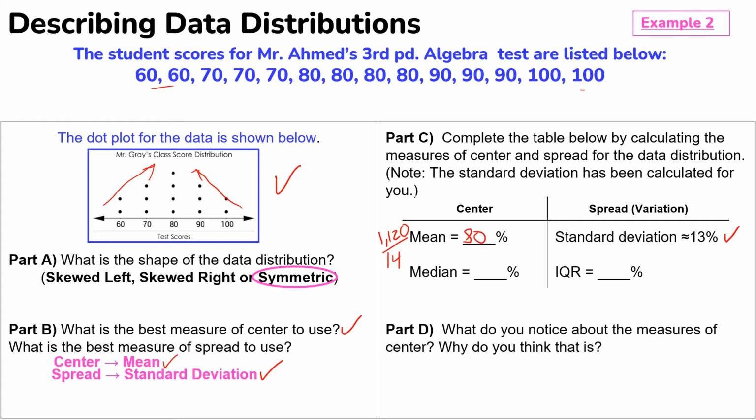The median, these numbers are listed in order from least to greatest, and so I'm just going to go from each end here to finally get to my middle point.